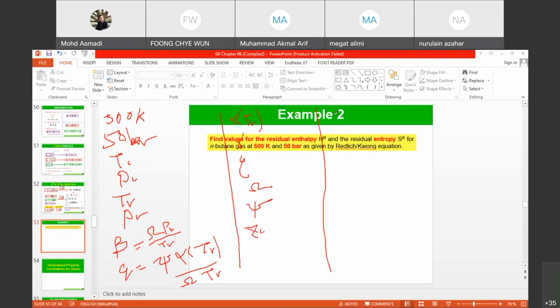Okay, once you determine, you have to use, if you look at here, 50 bar and 500 Kelvin. So what you have to do before you start calculation, please determine the phase. Okay, so is this one gas or liquid? I just want to know, gas or liquid? Gas. Okay, it's gas. So since it is gas, please use that.